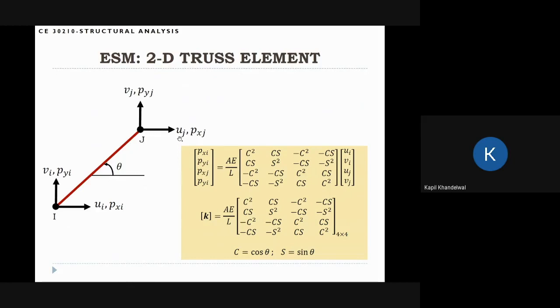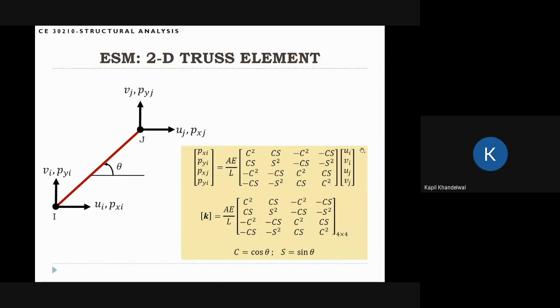At the I node, the degrees of freedom are Ui and Vi. And at the J node, the degrees of freedom are Uj and Vj. So Ui is the displacement in the x direction. Vi is the displacement in the y direction at node I. And Uj and Vj are the displacement in the x and y direction at node J. And Pxi, Pyi, Pxj, Pyj are the corresponding forces. So these are the forces in those corresponding directions.